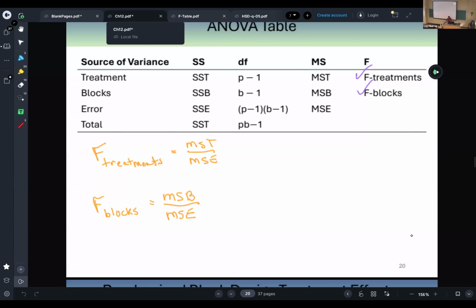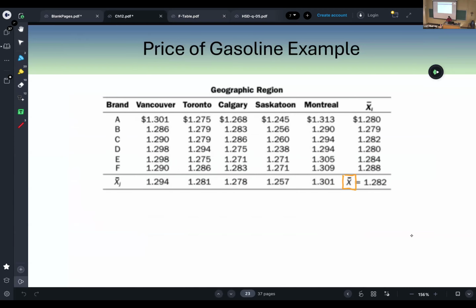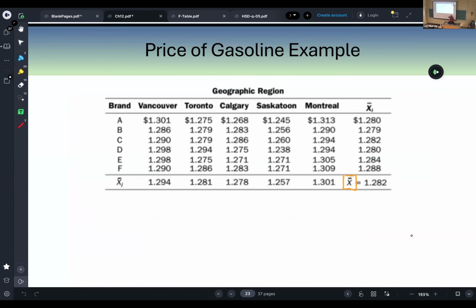So we looked at the example with the price of gasoline. We had treatments where we had different cities. We had Vancouver, Toronto, Calgary, Saskatoon, and Montreal. And we know that the price of gasoline varies from city to city, but we also know within the cities, price of gasoline can vary from brand to brand. Petrocan is different than Esso or Costco, right? Canadian Tire, and so on. So those were our blocks. The blocks were the brands. So you just organize your data such that you have columns of cities and your brands are in the rows. Those are your blocks.